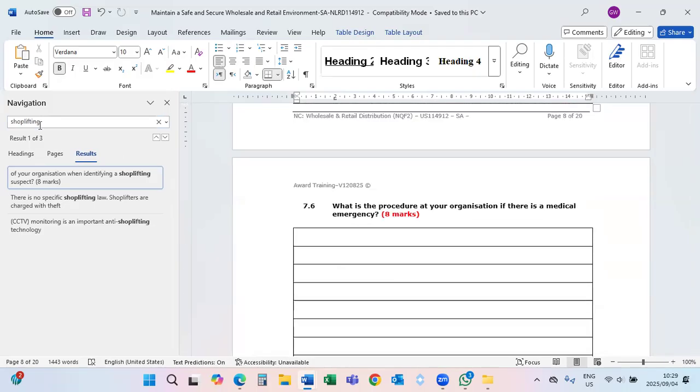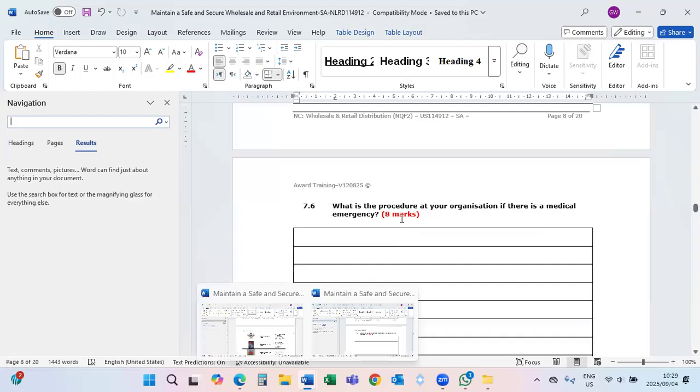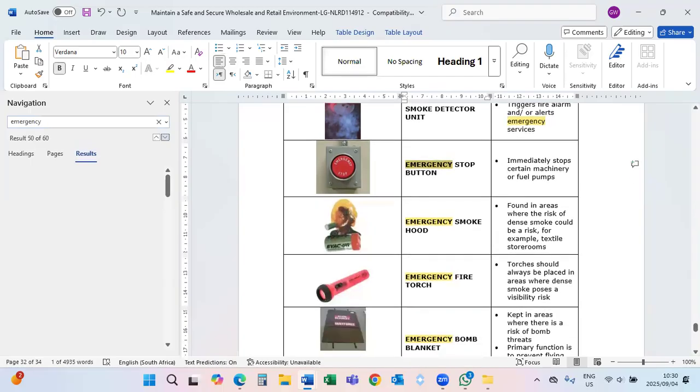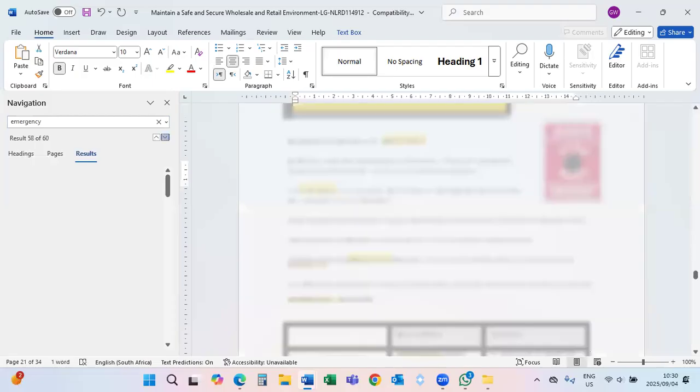Let's have a look at a medical emergency. Let's go and find out what the procedure is. Okay, this is your organization, but let's find out what the standard procedure is. Let's see. Medical. Let's just go with medical. No, there aren't any things. Let's see if we're searching here. Let's try and see if we can get something here. No, let's try here.